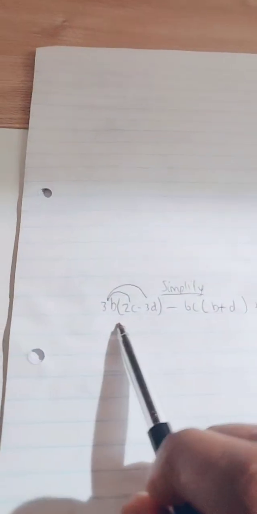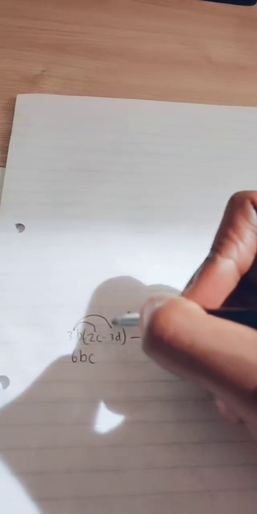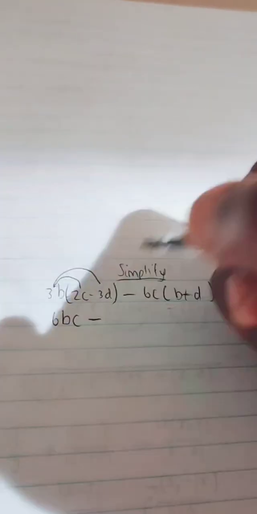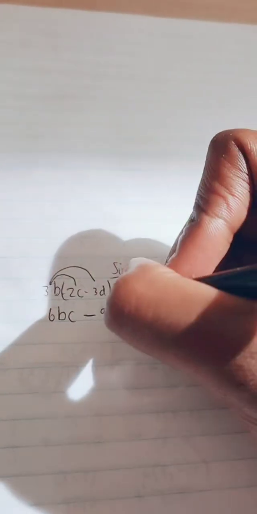So we are going to apply the Distributive Law. Sign, number, letter. Positive times a positive is positive. 3 times 2 is 6. B times C is BC. Then 3b times a negative 3d: positive times a negative is negative. 3 times 3 is 9. B times D is BD.